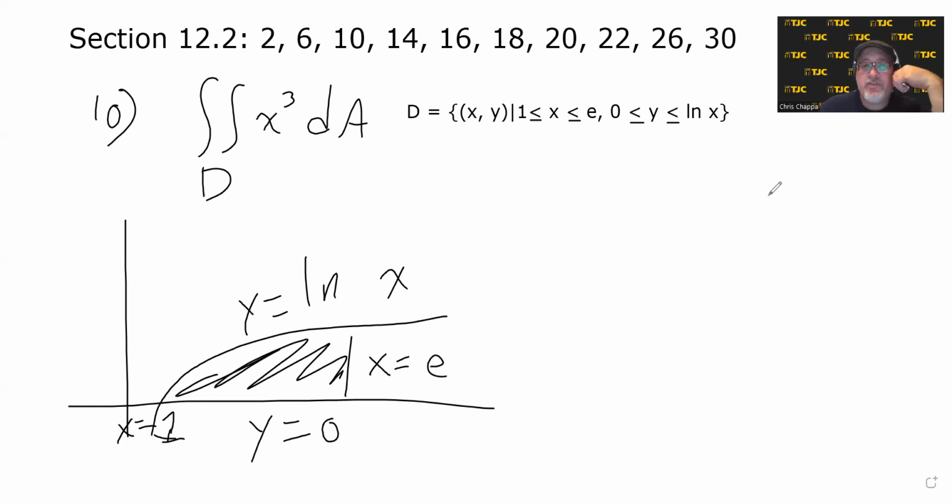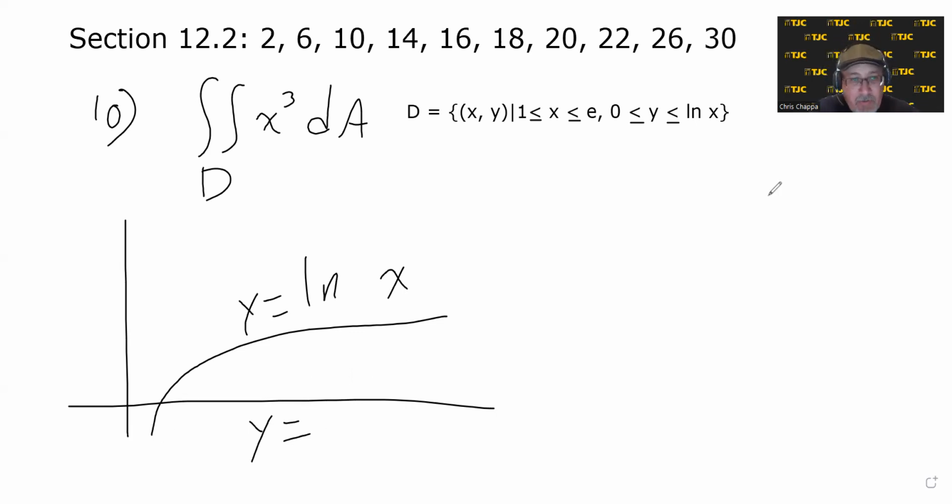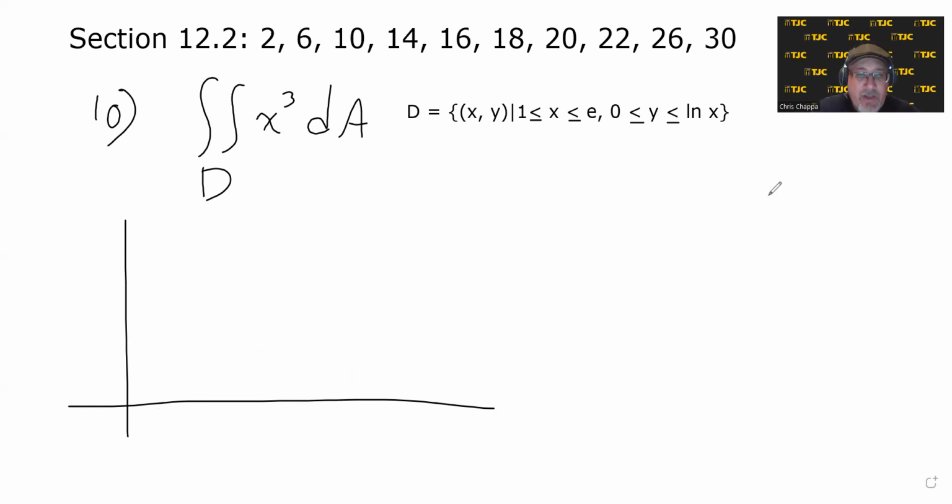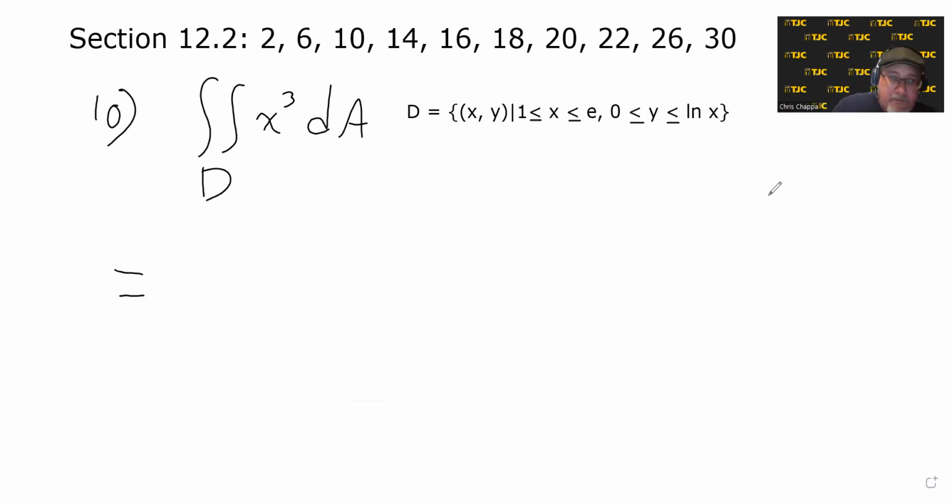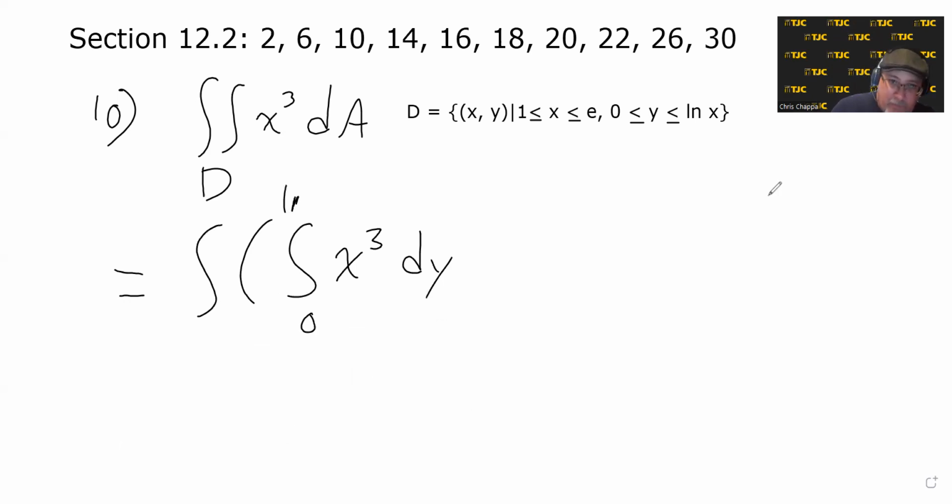As far as evaluating this integral as an iterated integral, because our y is bounded by functions of x, we must set up the dy integral first, which means as an iterated integral, it will be the following. The inner integral will be dy as y goes from 0 to natural log of x. And then our outer integral will be dx, which will go from 1 to e.